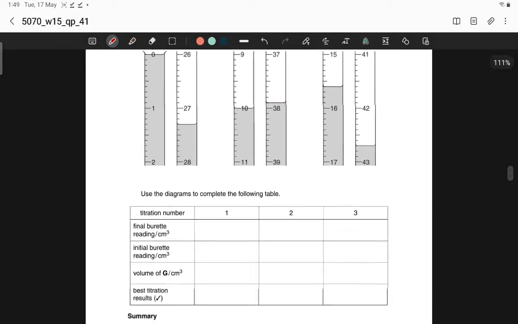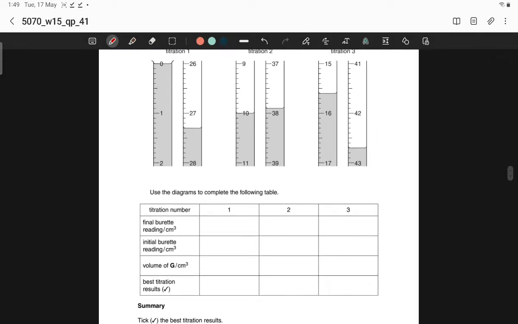So next, complete the table by using this set of titration. This is titration 1, titration 2 and titration 3. So titration 1 is 27.3, and the initial reading is 0.0. Second titration is 37.9 and initial reading is 10.0, and this is 42.7 and initial reading is 15.6.